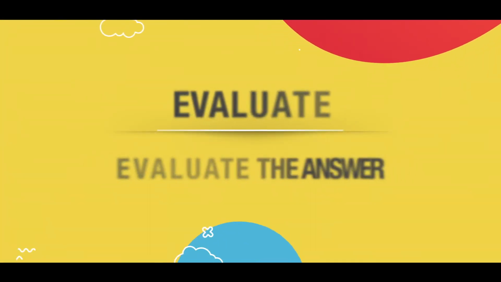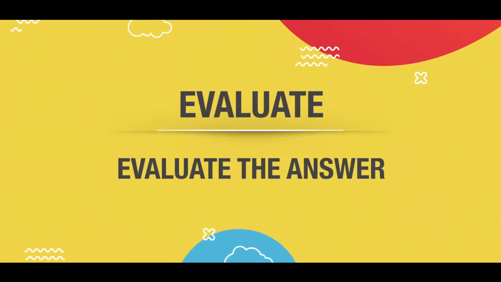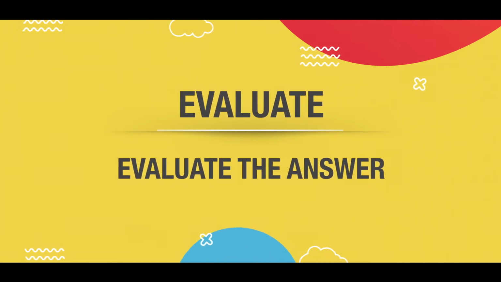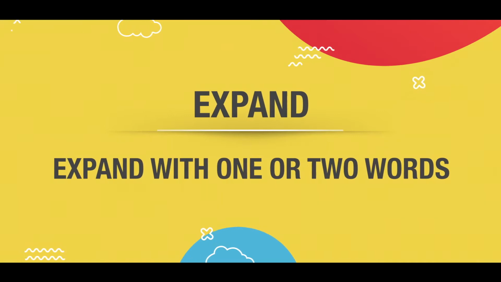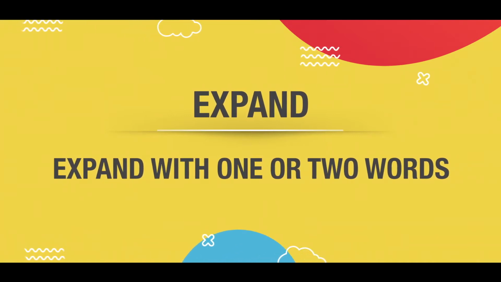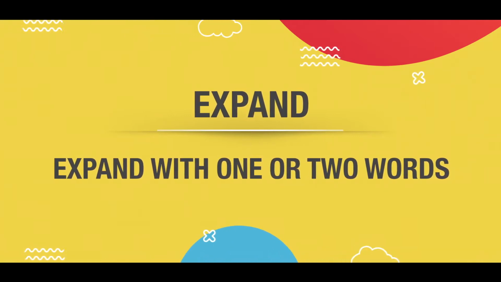Next, you are evaluating it. Always say, yes, it's a crab. You have to evaluate the answer. Just don't move on to the next activity. Tell them, you've done it right. Next, expand it. Expansion is always by one or two words more. Don't expand it so much that the kid actually forgets what she or he said.